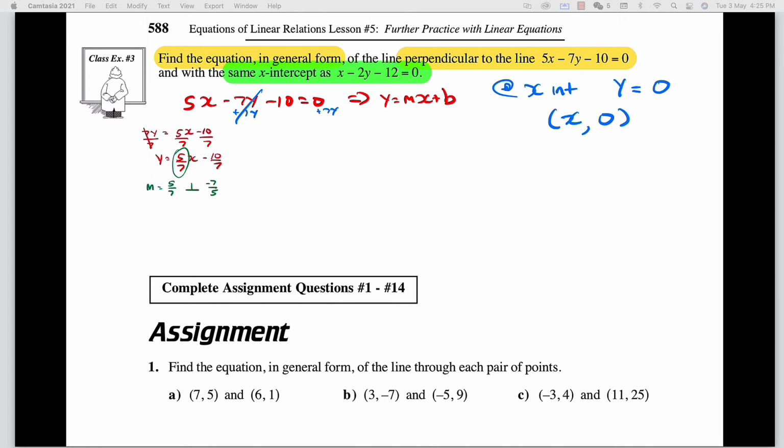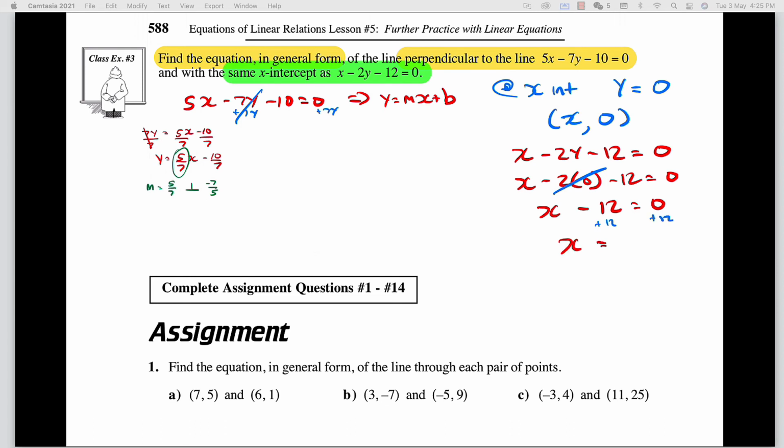So what I do is I take the equation that it gave us, x minus 2y minus 12 equals 0. And what do I know? I know there's an x-intercept, that's where y equals 0. So all I have to do is substitute y with 0. So I get x minus 2 times 0 minus 12 equals 0. I've got x minus 12 because negative 2 times 0 is 0, and that equals 0. I'm going to add 12 to both sides, and I get x equals 12.